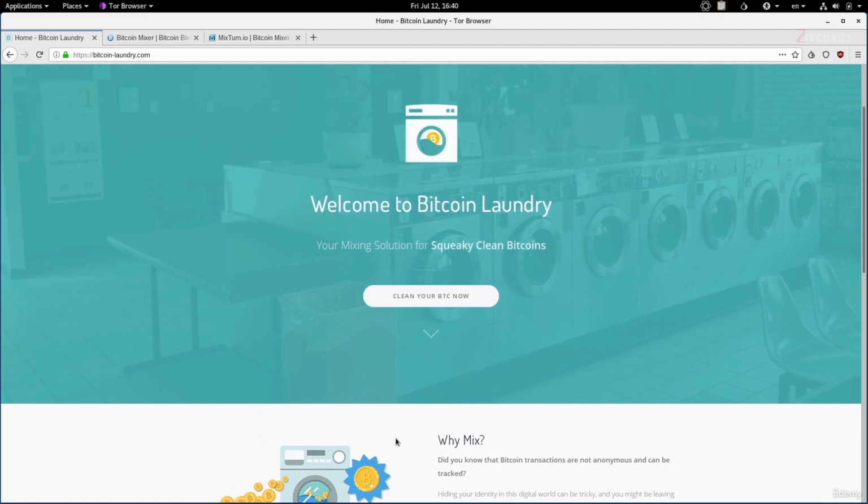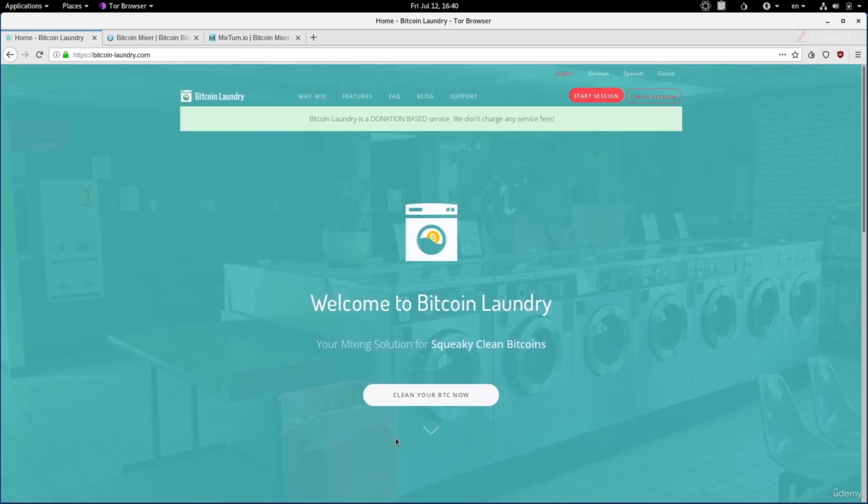Now, the cool thing about this one is it's actually very cheap. It doesn't charge you any fees. You only pay for transaction fees, but it doesn't really do a lot of complex operations when mixing the coins. You literally send the coins, and then it sends you coins back into the other wallet, breaking the connection between the sender and the receiver.